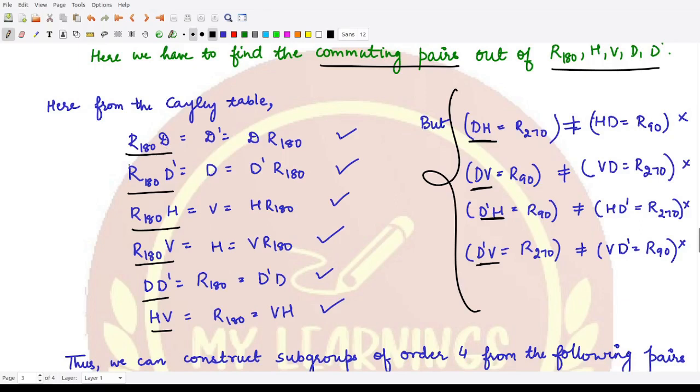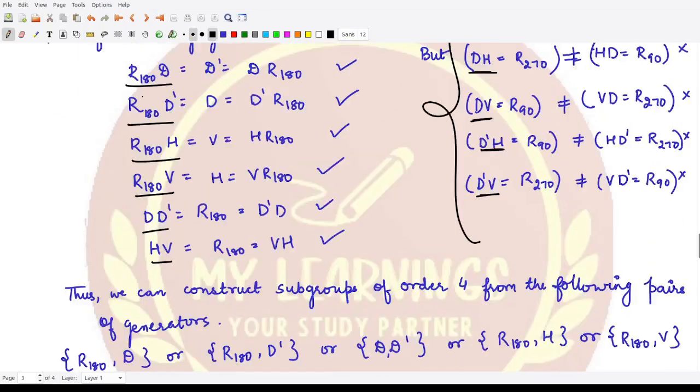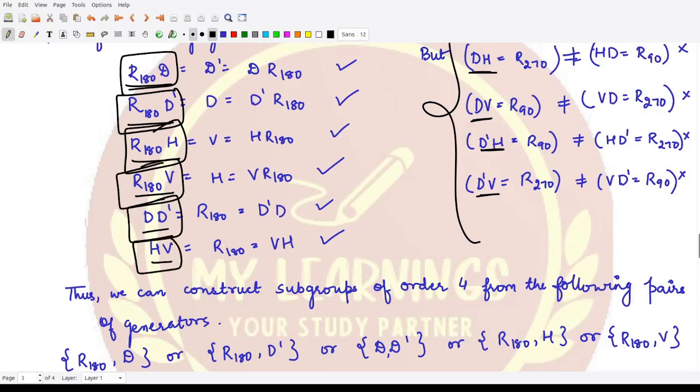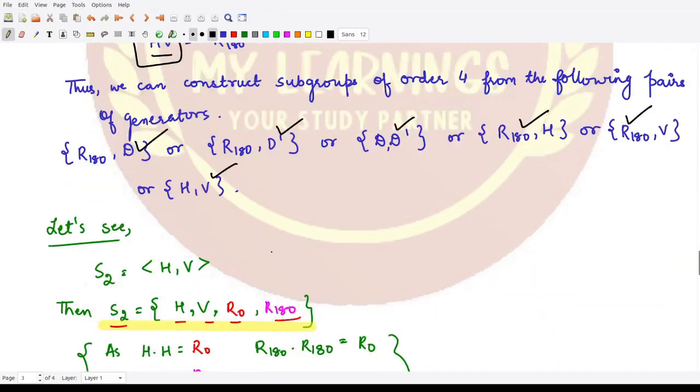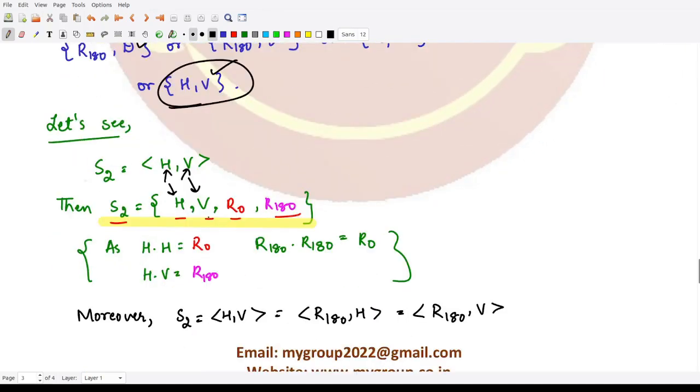Once you have obtained these 6 pairs, you can generate your subgroups from them, right? So what all pairs are there? R180 comma D, right? R180 comma D dash, D comma D dash, R180 comma H, R180 comma V, H and V, correct? Now using these, first of all let's take H and V, generating members. Let's call our second subgroup S2, right? If S2 is generated by H and V both, then H and V would surely be there. We have to see what all elements would be obtained when you multiply or apply different operations onto this.